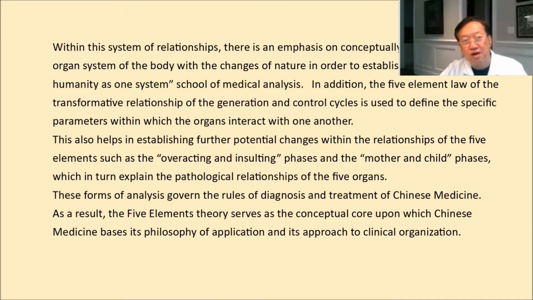Within this system of relationships, there's an emphasis on conceptually connecting the five-organ system of the body with the changes of nature in order to establish nature and humanity as one system, a school of medical analysis. In addition, the five-element law of transformative relationships of the generation and control cycles is used to define the specific parameters within which the organs interact with one another. This also helps in establishing further potential changes within the relationships of the five elements, such as the overacting and insulting phases and the mother and child phases, which in turn explain the pathological relationships of the five organs.